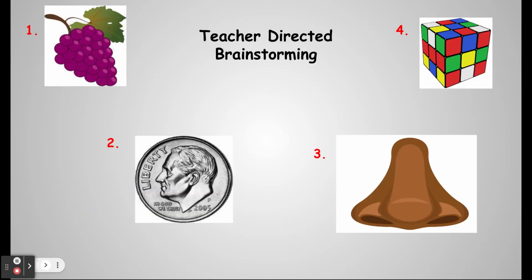Okay, let's do some teacher-directed brainstorming. Look at picture number one. It's a picture of, you got it, grape. What about picture number two? Yes, I know it's a coin, but it must fit in our vowel, consonant, silent E pattern. What type of coin is that? Yes! It's a dime. What about picture number three? Yes! Nose. And picture number four? Excellent. Cube. Wonderful job, my friends.